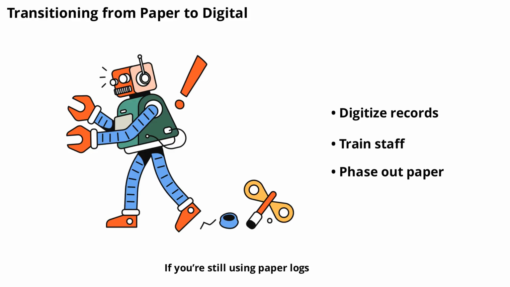If you're still using paper logs, transitioning to a digital system can seem daunting. Start by digitizing existing records, training staff on new tools, and gradually phasing out paper. The benefits, such as easier access, better security, and improved efficiency, make the transition worthwhile in the long run.